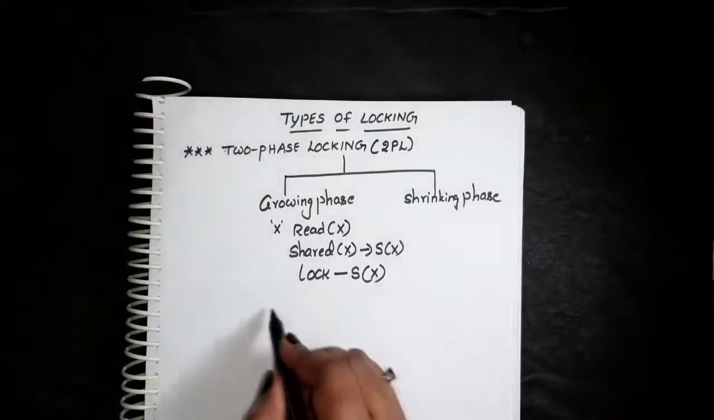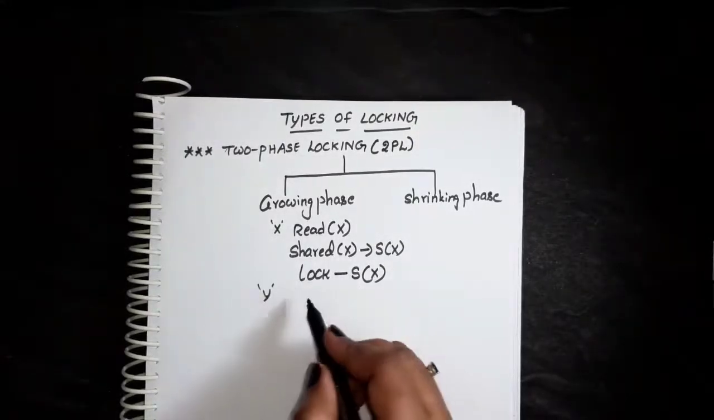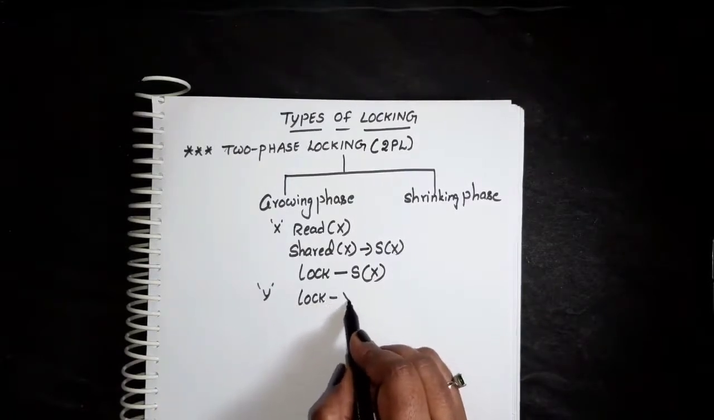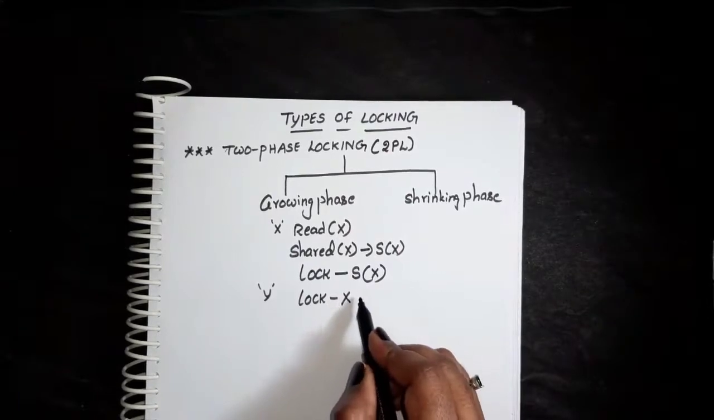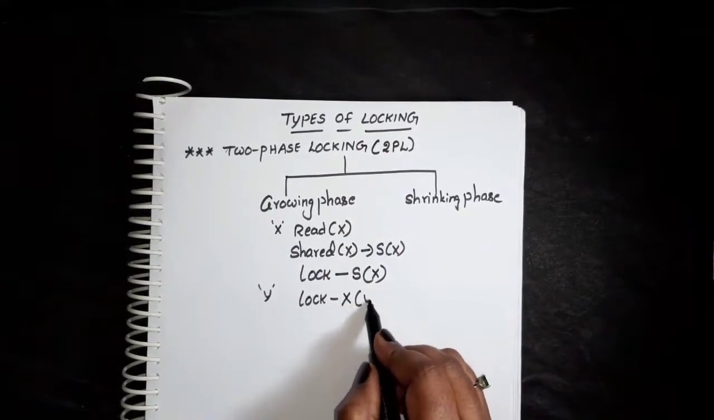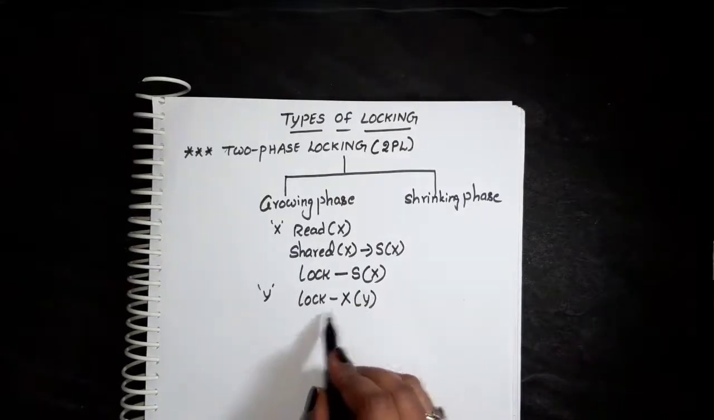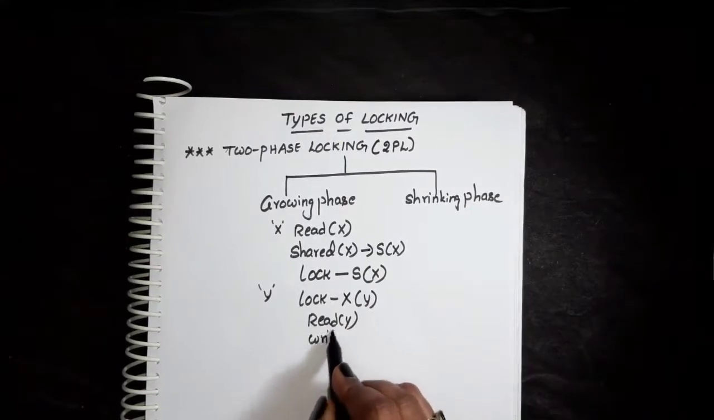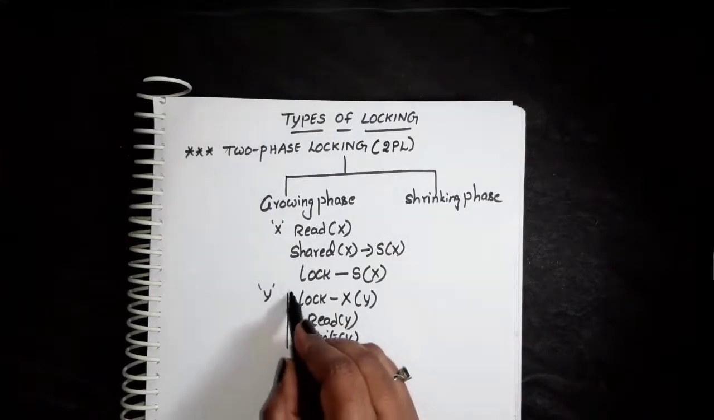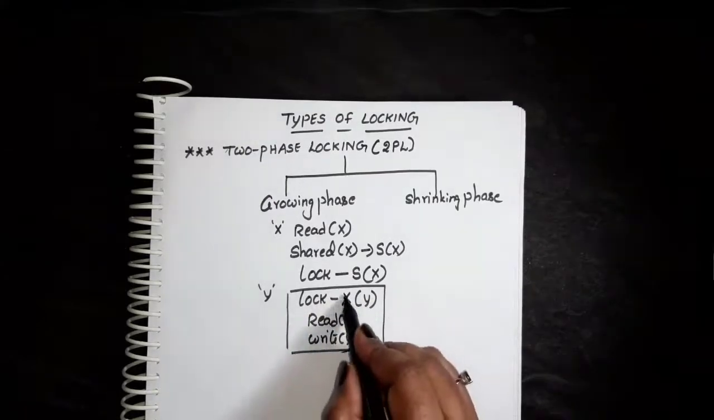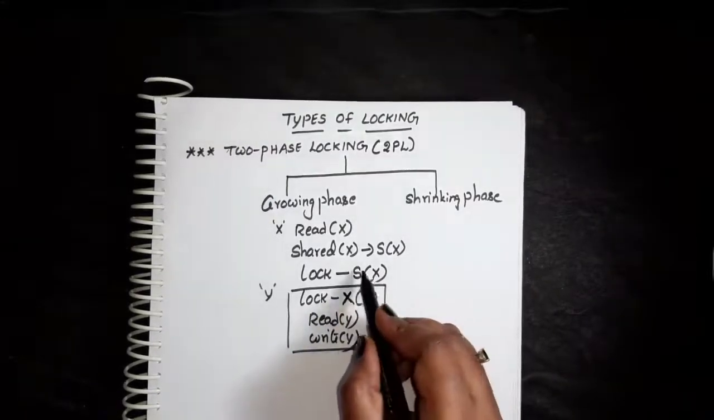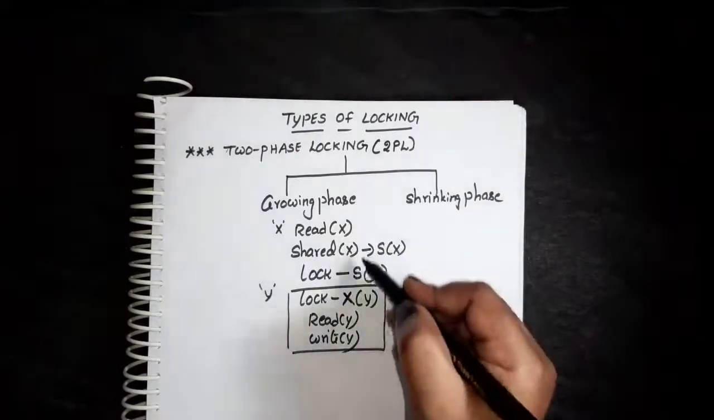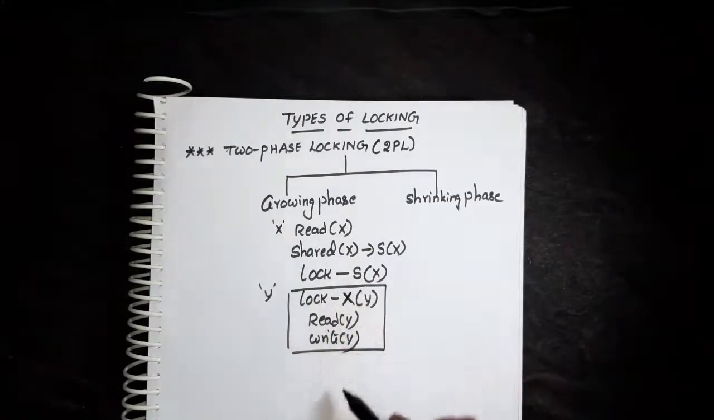For example, if Y is one more data item, you are going to place a write lock on it. A write lock means you place lock X, and the type of lock is the exclusive lock, on the data item Y. For this purpose, you can execute both the read operation of Y and the write operation of Y. To place the exclusive lock, the lock type is X, and for the read lock, the lock type is the shared lock S. So you can continuously place the locks and execute both read and write operations.